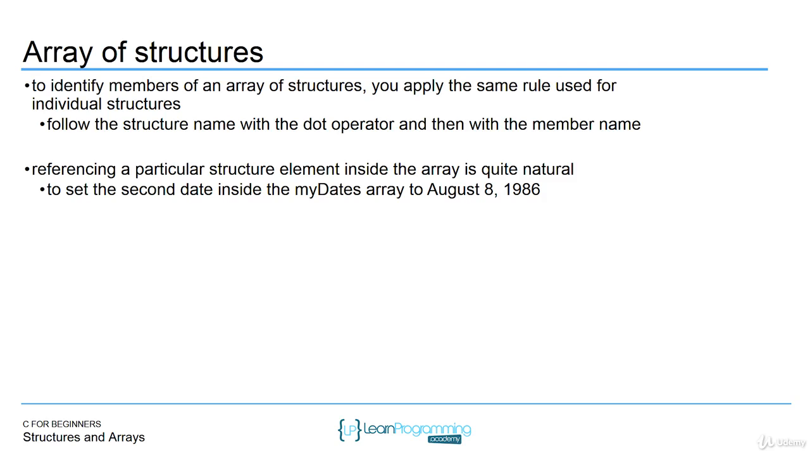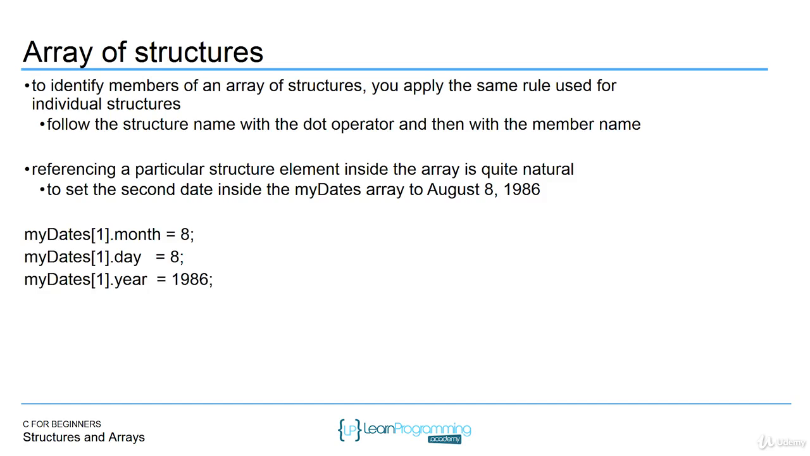To set the second date inside the myDates array to August 8, 1986, you specify the name of the array, myDates, and you specify the index. We're specifying here the second date. Remember, arrays are 0 based, so we say myDates sub 1, and then if we want to access members of that struct for that element, we say dot month. This gives us the month value for the second element in the myDates array, and here we assign it the value of 8. Then if we want to access the day, we also assign the day 8, because it's August 8th. And finally for the year, we say dot year equals 1986.